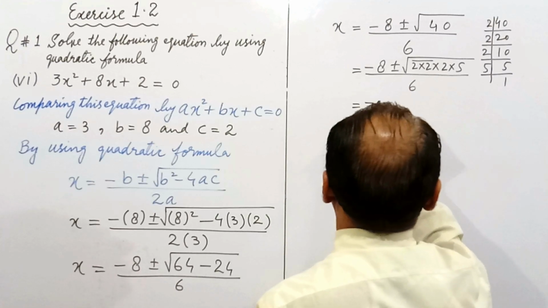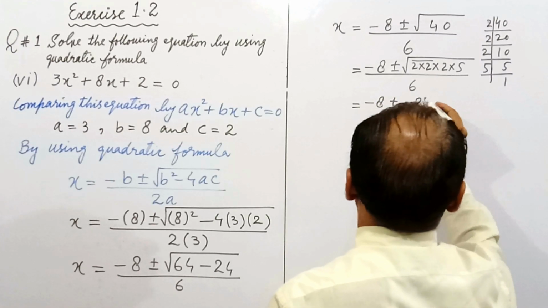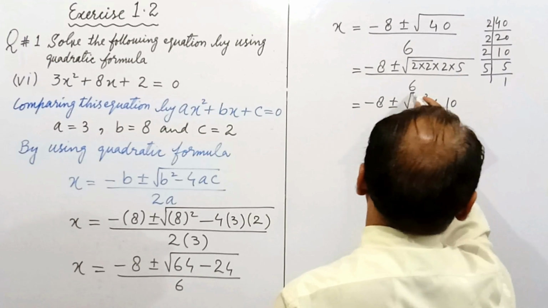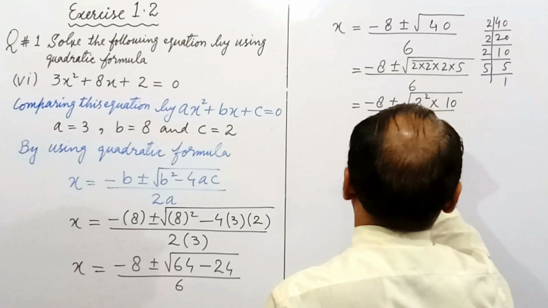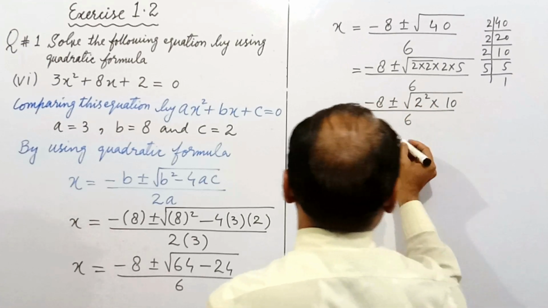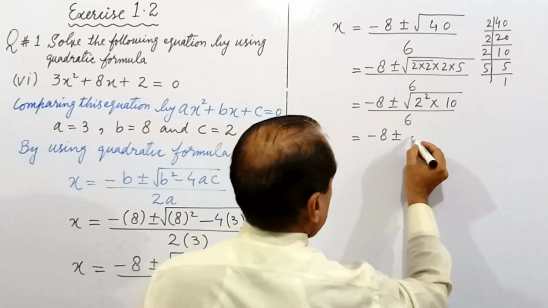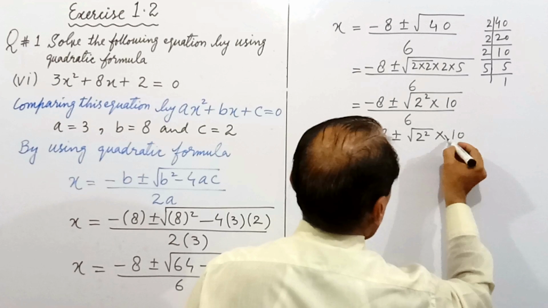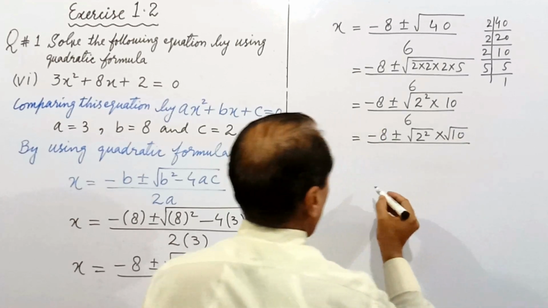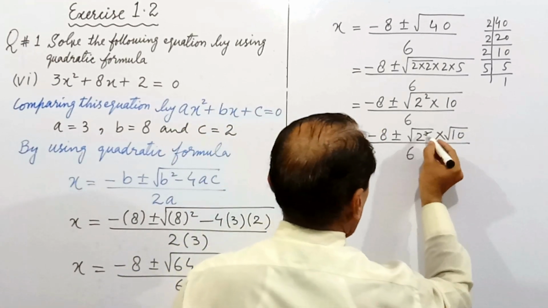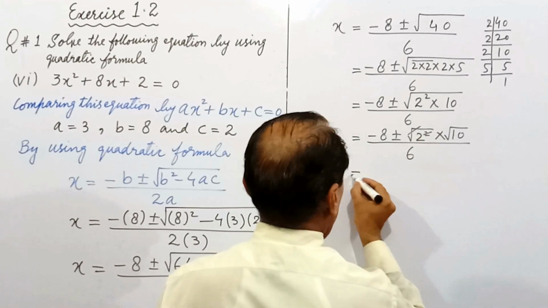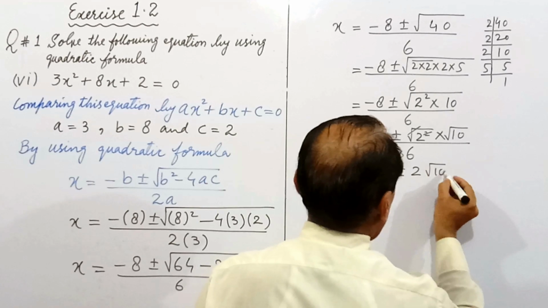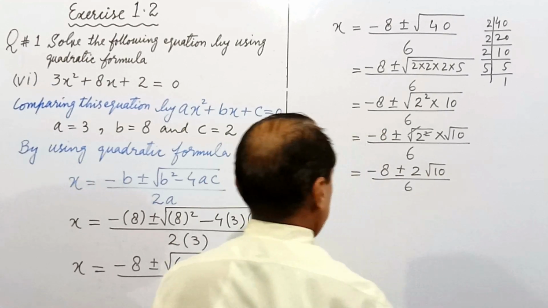We have minus 8 plus minus 2 square and 2 5s are 10, which cannot be resolved further, divided by 6. Minus 8 plus minus under root 2 square into under root 10 by the use of property of square root. Square is cancelled by square root. We have minus 8 plus minus 2 under root 10 over 6.